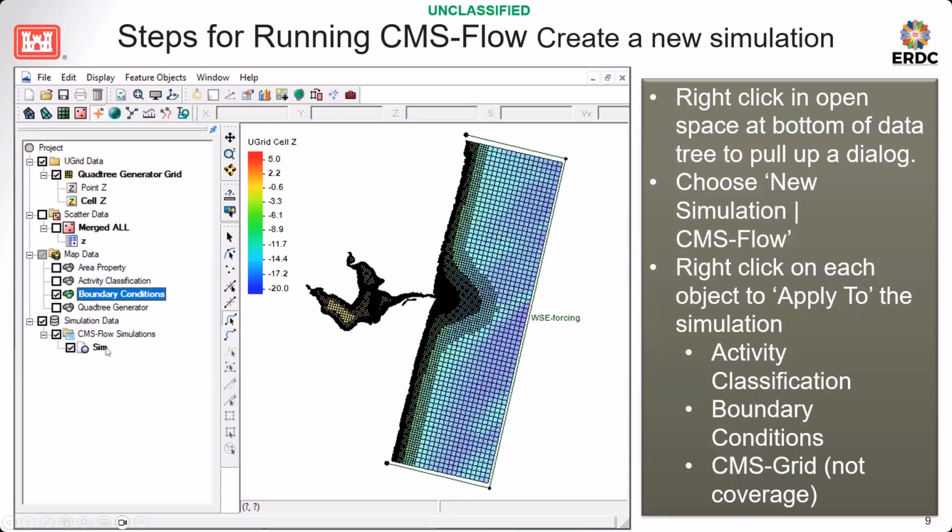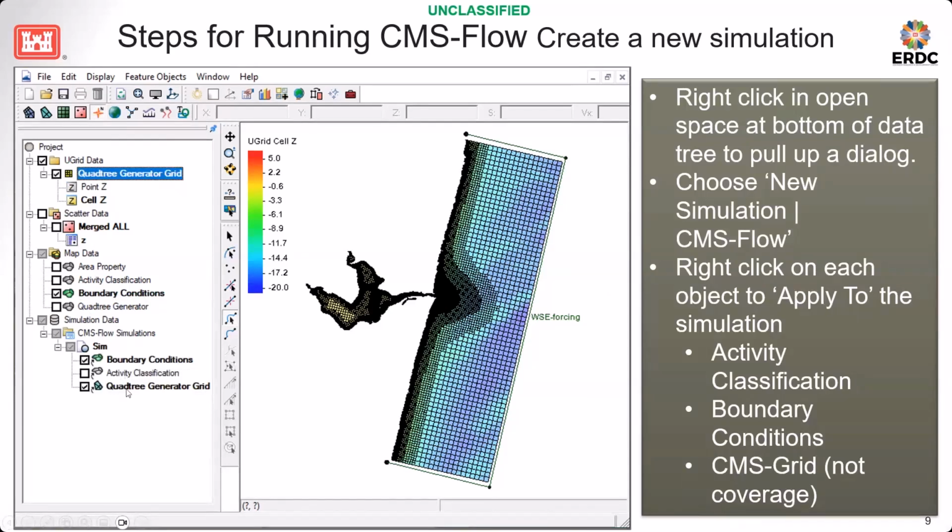And so how do you get the different information assigned to that simulation? Each one of these, if you right click on them, there's an apply option, and you would apply it to that simulation. And then they would show under here. If it's not under this simulation and you go to run, it's not going to do anything. It doesn't know what the grid looks like or anything like that. So everything needs to come in under these simulations that are at the bottom of this data tree.